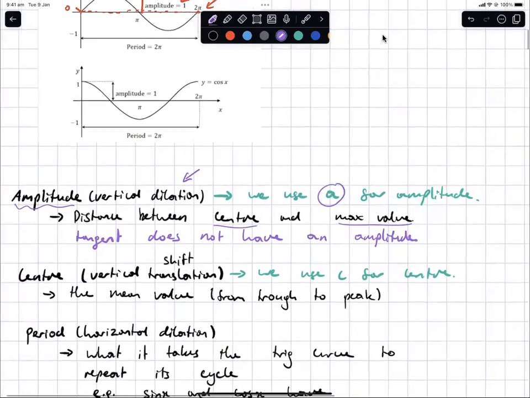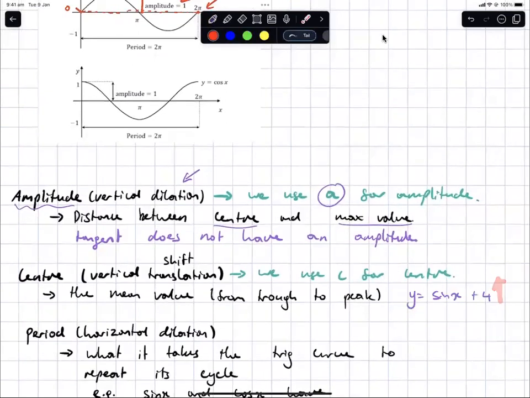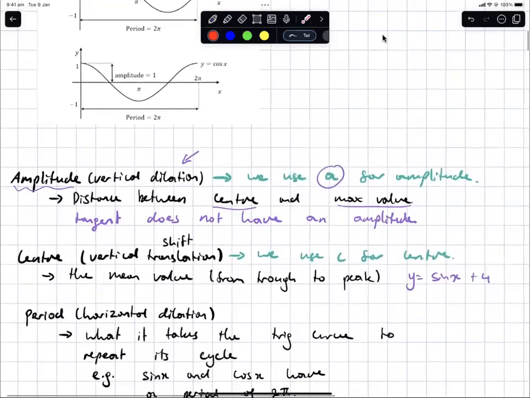So how could we change the center? Well, we could take our y equals sine x, and then on the end, we could add a 4, and that would shift the whole curve upwards by 4 units, okay? All right, just as a bit of an example.